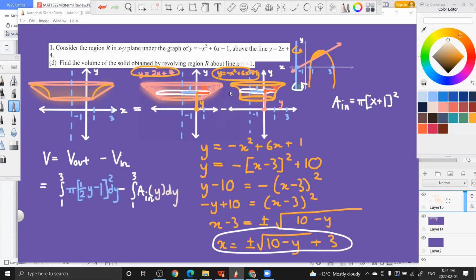Someone answered in the chat. Would you like me to go over this again? No, I got it. Because last time he had a 10. You had a 10 somewhere, so he's just wondering if it's doing the same thing as the last number. I mean, if it works for you, then it works, right? It's really up to you how you want to do it. There are many different ways to do it, but this is my way of doing it, and I get x is equal to plus and minus the square root of 10 minus y plus 3.